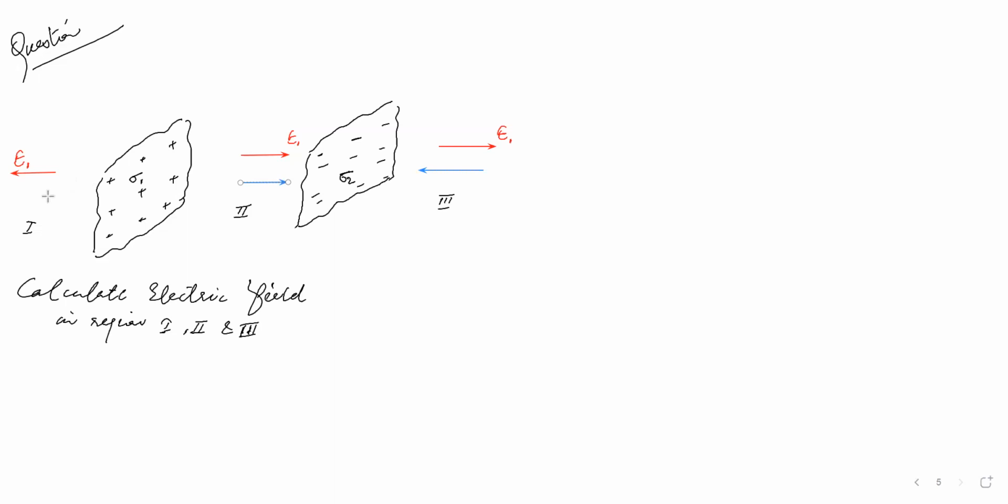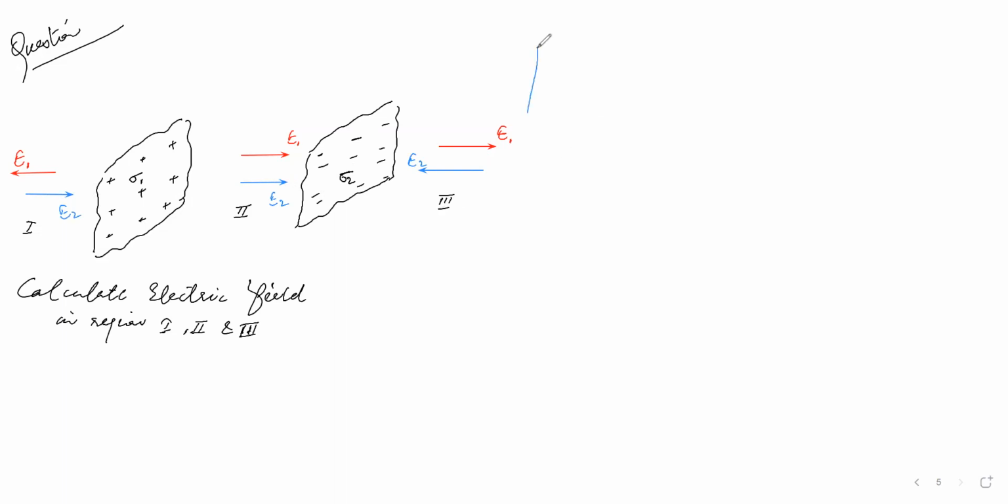Again, in region 1, negative x-axis? No. Positive x-axis. It is also towards the negative charge plate. Okay, yes. Do you understand? Yes, sir. This is your E2, E2 and E2. Are you clear? Okay. Yes, sir.